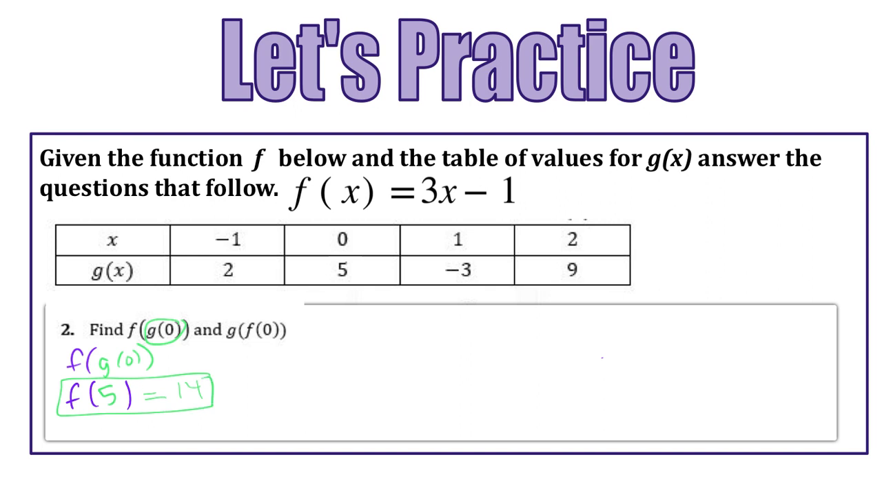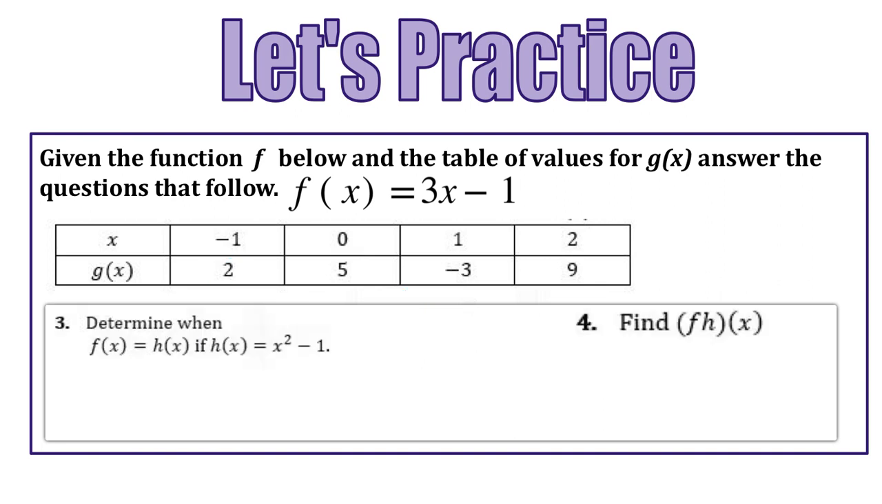I'm going to encourage you to do this in the reverse order for number 2. So find f of 0 and figure out what g of that value is. So f of 0, if we plug in 0, is negative 1. g of negative 1 is 2. We can see that from our table. So we're going to rewrite what we were actually being asked. g of f of 0 is equal to 2.